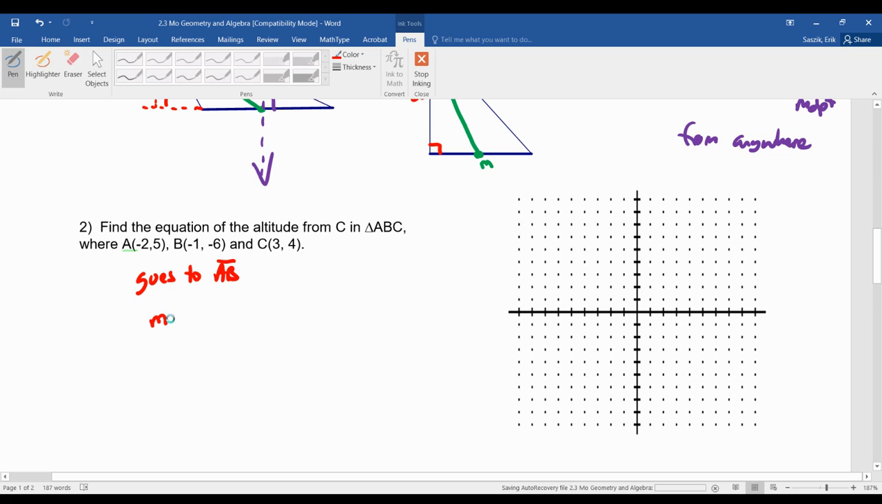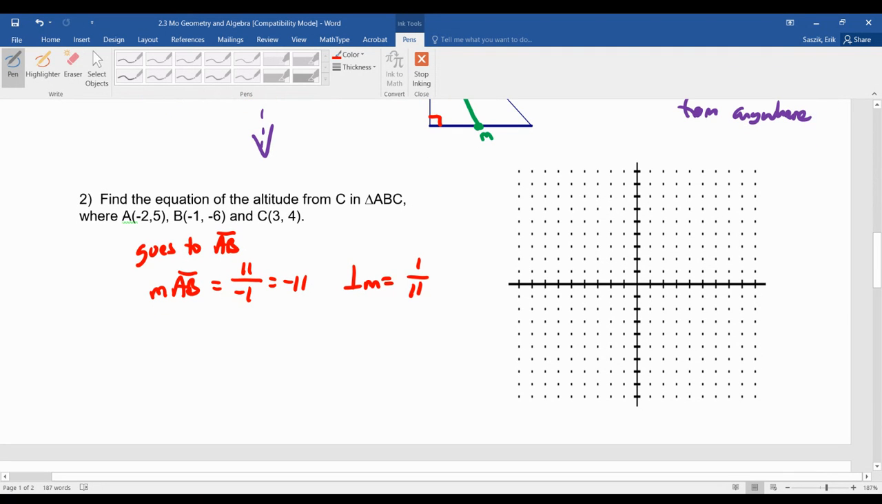So let's go ahead and find the slope of AB. Slope of AB would be what? 5 minus -6 would be 11. -2 minus -1 would be -1. So we have a slope of -11. Now remember, that's the slope of the side AB. So the perpendicular slope would be the opposite reciprocal. That would be positive 1 over 11. Excuse me.